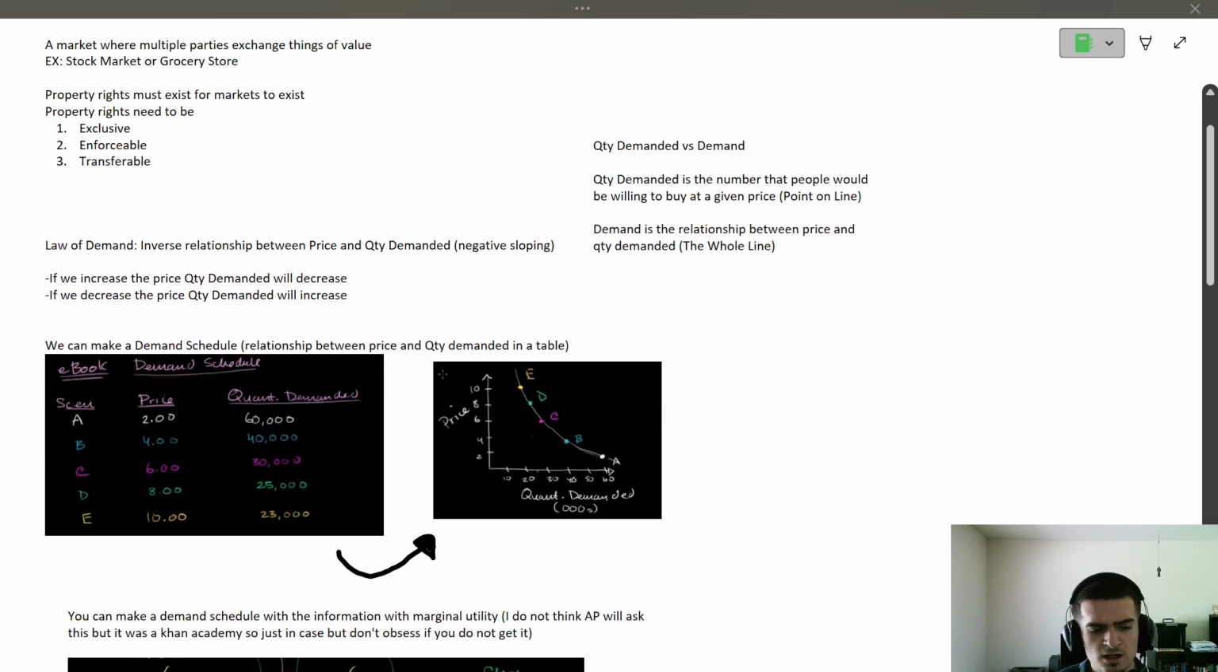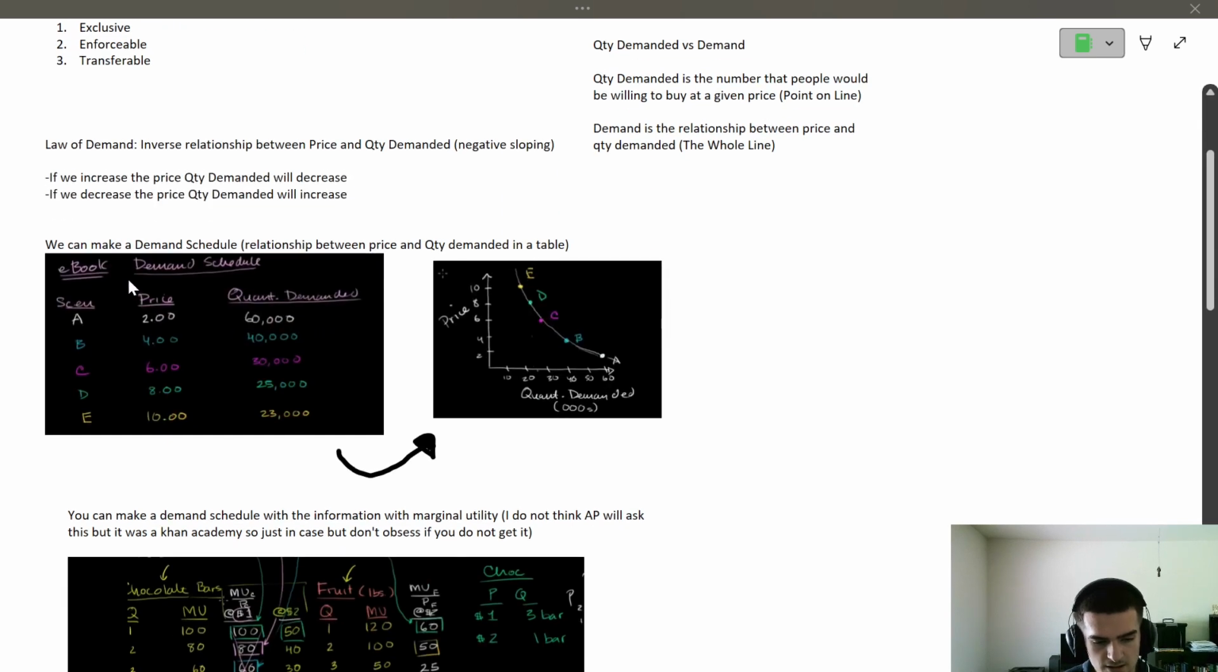Okay, the law of demand. The law of demand is the inverse relationship between price and quantity, which makes our demand curve negative sloped whenever we graph it. So, law of demand states that if we increase the price, then quantity demanded will decrease. Inverse relationship. So if we decrease the price, quantity demanded will increase.